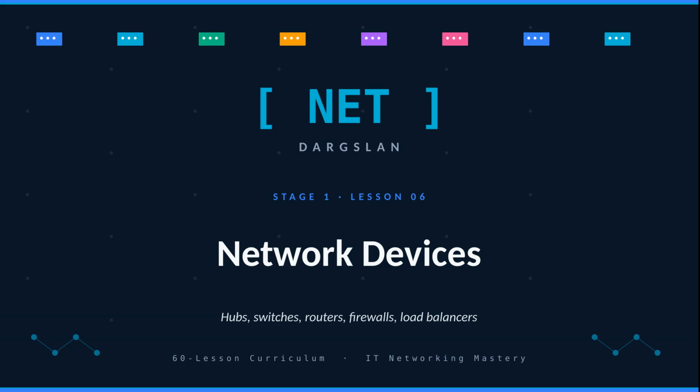You've made it to Lesson 6 of Stage 1, and this is where the network starts to take physical shape. Today we're exploring network devices: hubs, switches, routers, firewalls, and load balancers. Each one plays a very different role, and the easiest way to understand them is by looking at which OSI layer they operate on. Let's dive in.